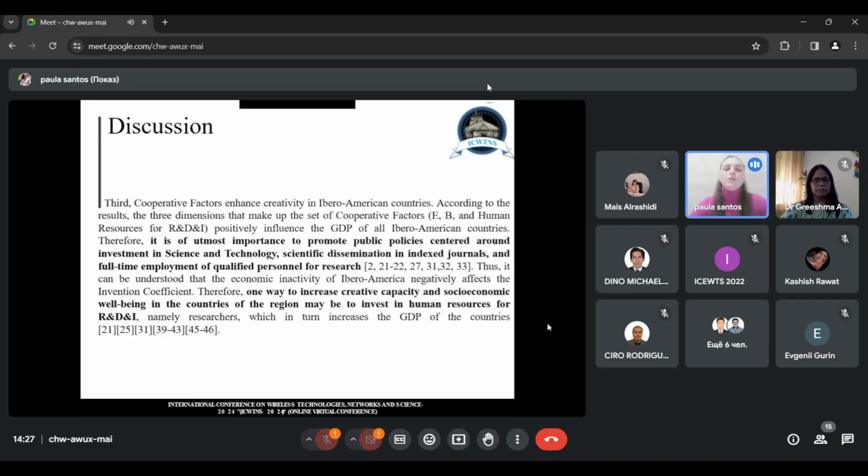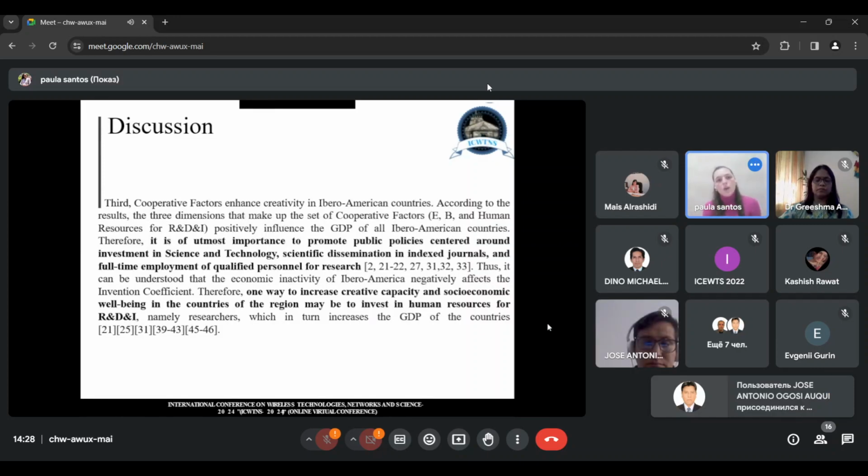So this paper also proposed to promote public policies centered around investment in science and technology, in the scientific dimensions in index journals, and the full-time employment of qualified personnel for research. In this way, this paper wants to promote the increase of creative capacity and socioeconomic well-being in the countries of the region. In this way, we can invest more in the human resource for RD&I.